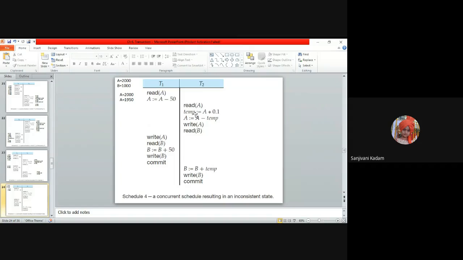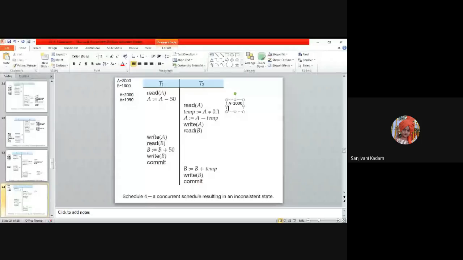Similarly, that concept applies to T2 also. Whenever T2 performs read A, the changed value of A is in local space or main memory wherever T1 is executing. Yet this value is not written to the database. Whenever T2 starts and performs read A, it reads the value from the database only, so it will read the older version of A. It will not read A equal to 1950 because this value is not yet written to the database. It is only available with the T1 transaction. Hence T2 will read the old value, A equal to 2000.